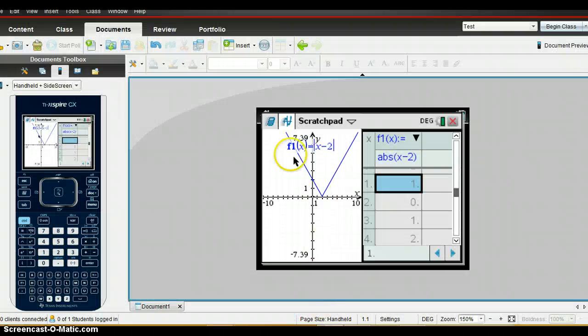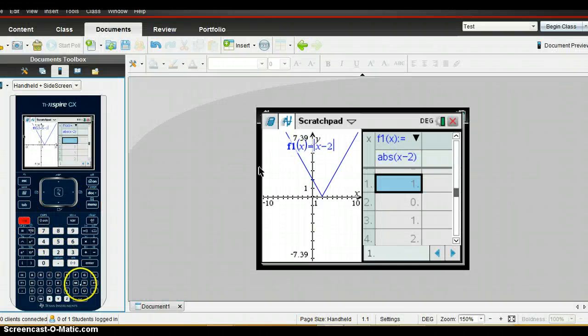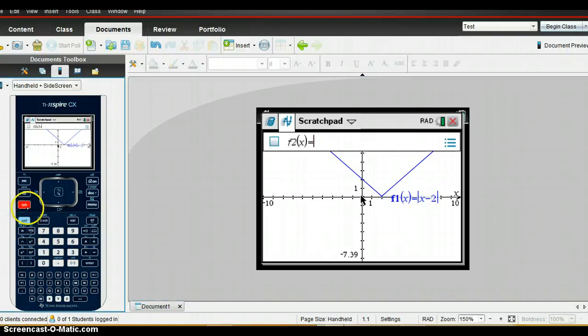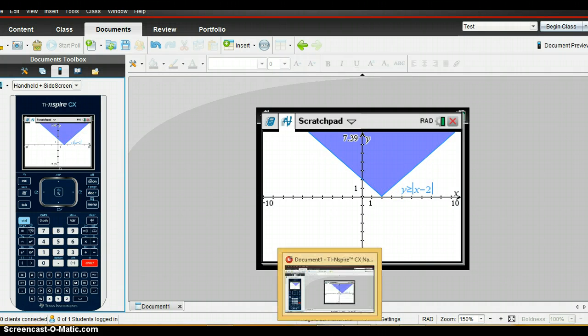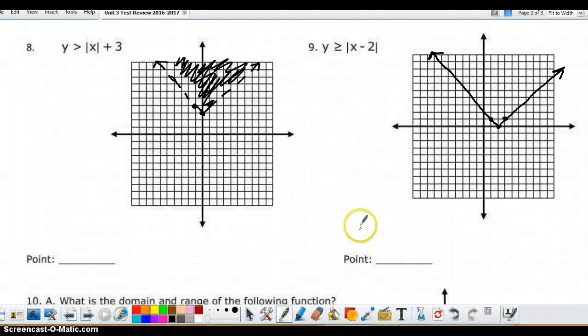And then we come back over, Control T, you press tab, go up, change the equal sign to a greater than or equal to 5, enter, and my shading is on the inside. And if I come over here with my finger, with my hand, you can see that it's solid rather than dashed. So my shading is all right here.